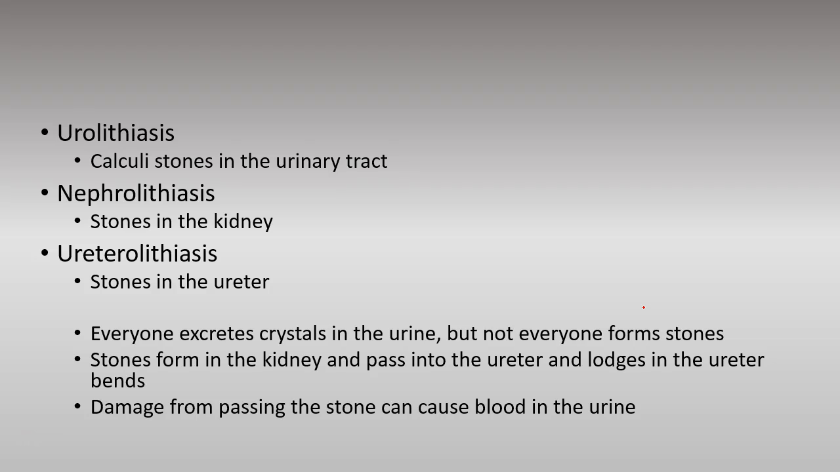So we have urolithiasis, which is calculi, or stones, in the urinary tract. We have nephrolithiasis, which is stones in the kidneys. You have ureterolithiasis, which is stones in the ureter. And everyone excretes crystals in the urine, but not everyone forms stones. Stones form in the kidney and pass into the ureter and lodge in the ureter bends. And damage from the passing stone can cause blood in the urine.